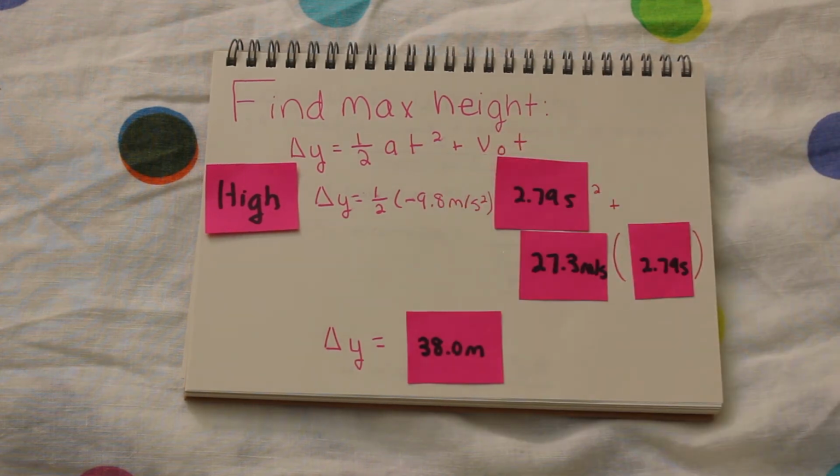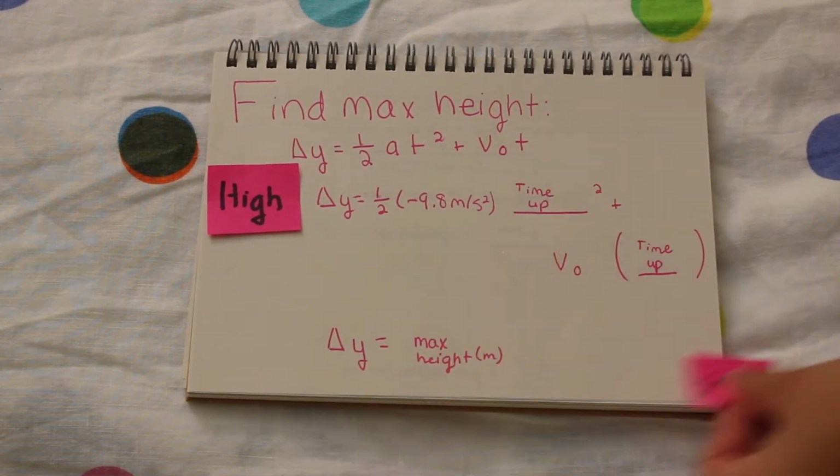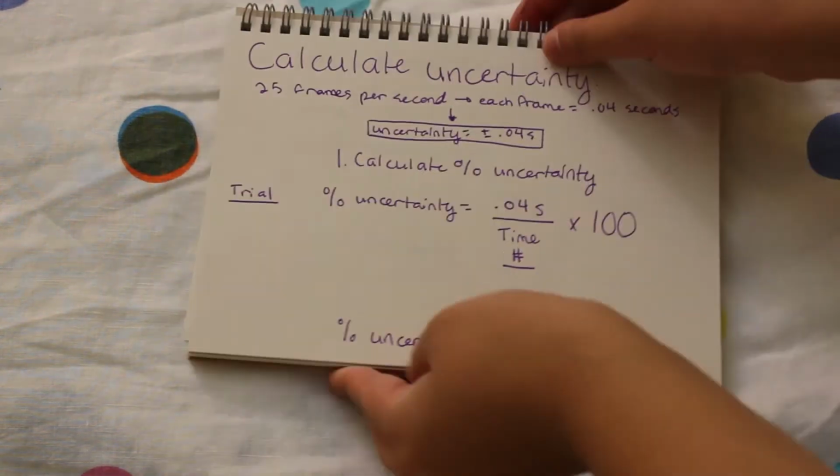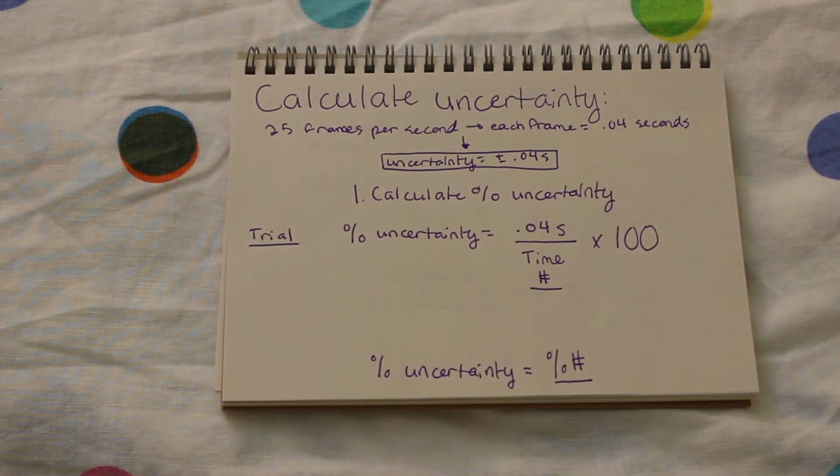For the high trial, after plugging in 2.79 seconds and 27.3 meters per second, we receive 38.0 meters as a change in displacement, or maximum height. Next, we're going to calculate uncertainty. Because there are 25 frames per second, each frame is equivalent to 0.04 seconds. Therefore, the uncertainty is equal to plus or minus 0.04 seconds.